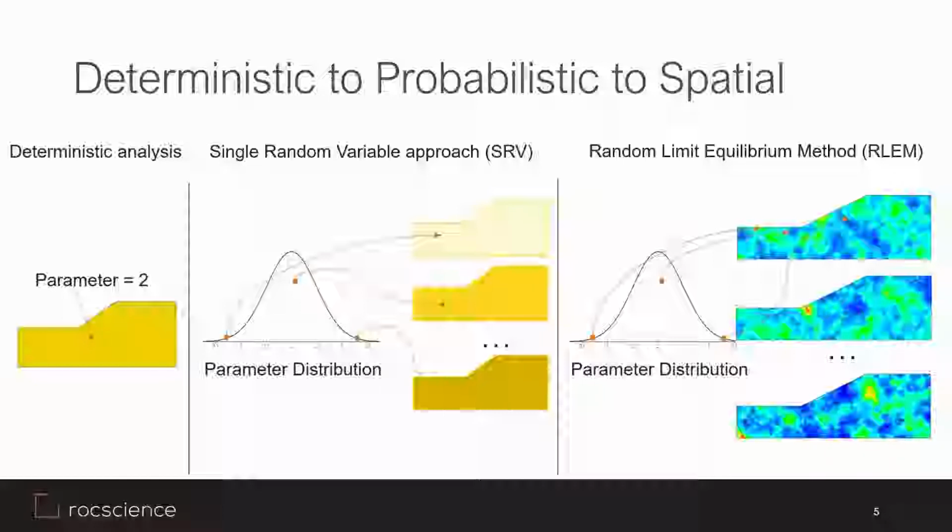In random limit equilibrium analysis, soil properties vary spatially within the soil profile in each simulation, and they are not constant. Factor of safety is calculated for each simulation similar to SRV approach, and the probability of failure at the end of the simulations.